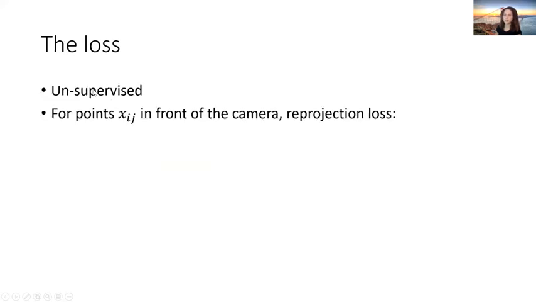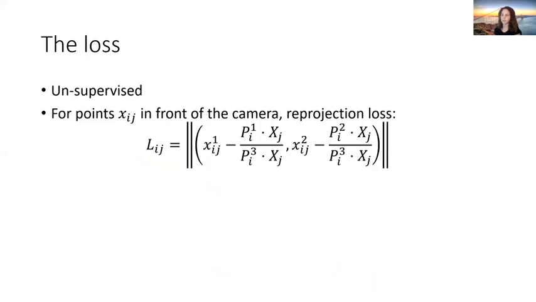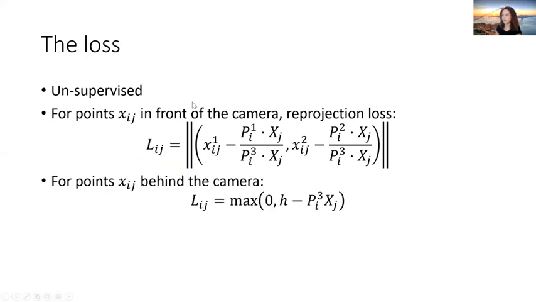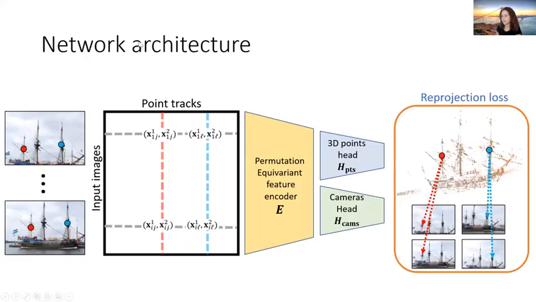So to summarize, the loss, which is the unsupervised loss: for point Xij, if it's in front of the camera, we have the reprojection loss. And if it's behind the camera, we have this hinge loss. And we average over all the valid ij, meaning all the points that are non-zero in the input matrix. So to summarize, this is the network architecture. We start with these images, and we have the point tracks. So this is the input matrix, and we apply the permutation equivariant layers. And finally, we split it to the points and the cameras.